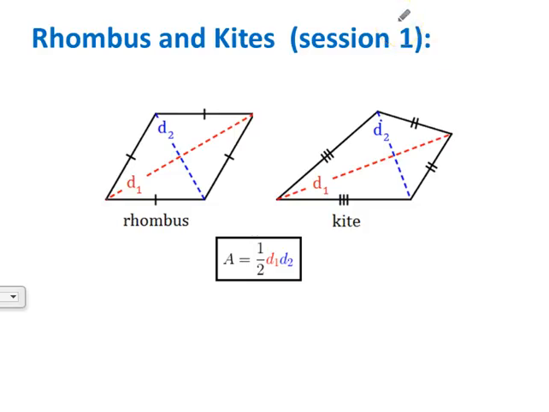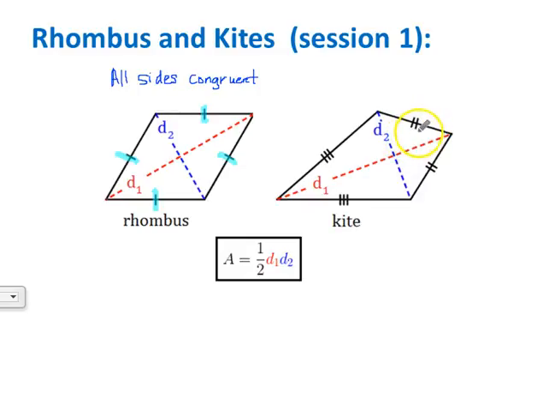All right, so rhombuses and kites, in session 1. They look very similar, don't they? Here is an image of a rhombus and a kite. They're almost both kind of diamond shaped, but there are some differences. Let's look at the rhombus first. Here I see one tick on this leg, one tick on this leg, one tick on this leg, and one tick on this leg. What does that tell us about all the sides of a rhombus? It tells us that all sides are congruent, right? All sides are congruent in a rhombus.